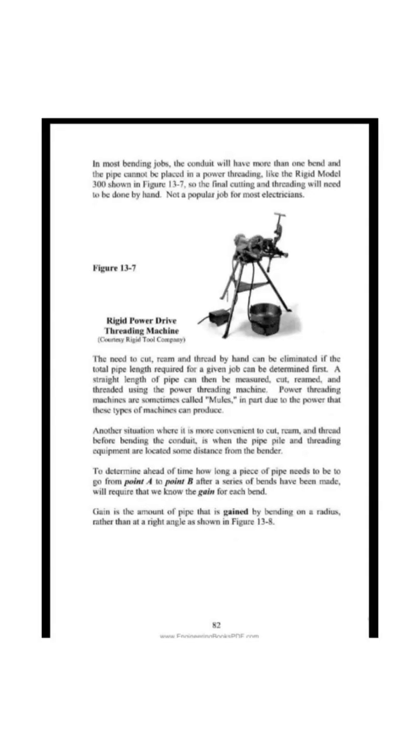Another situation where it is more convenient to cut, ream, and thread before bending the conduit is when the pipe pile and threading equipment are located some distance from the bender. To determine ahead of time how long a piece of pipe needs to be to go from point A to point B after a series of bends have been made, we need to know the gain for each bend. Gain is the amount of pipe that is gained by bending on a radius, rather than at a right angle, as shown in figure 13-8.